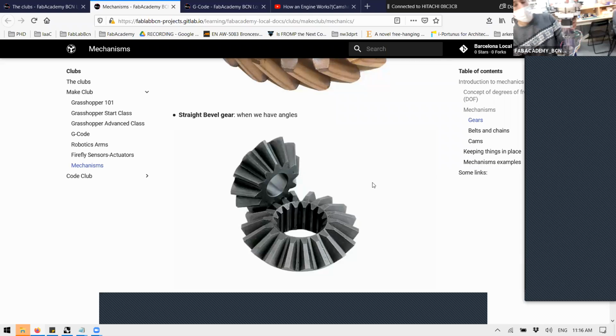For example, this is a 1 to 4 reduction. That means for one full rotation of this one, we are making 0.25 rotations of the bigger one, but the torque we are multiplying by 4. And that way you don't need to have a giant motor.